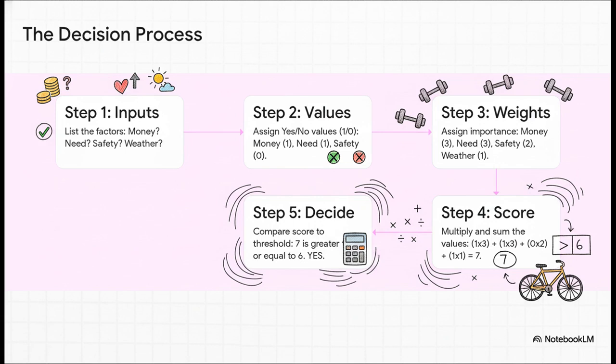Step two, we just give them a yes or no value. We'll use 1 for yes, 0 for no. So money, yes, that's a 1. Need it? Yep, another 1. Safe? And let's say no, so that's a 0.